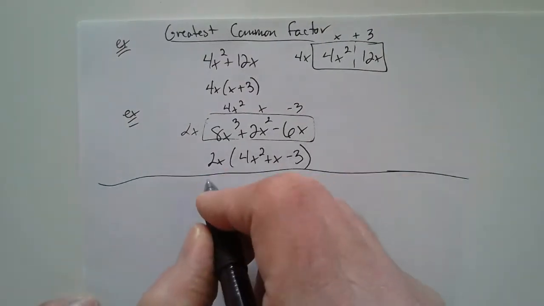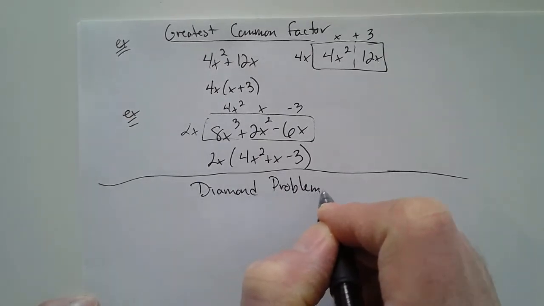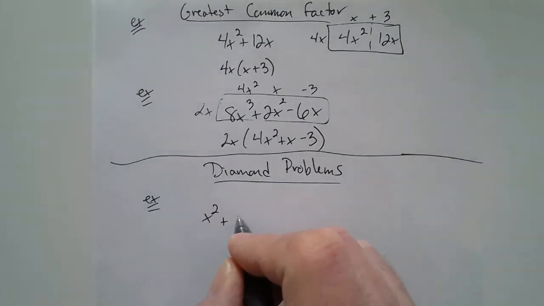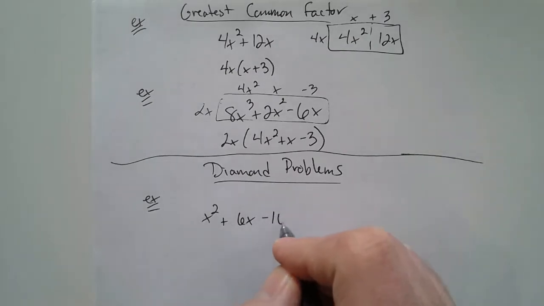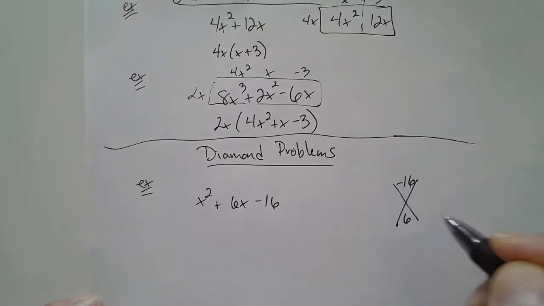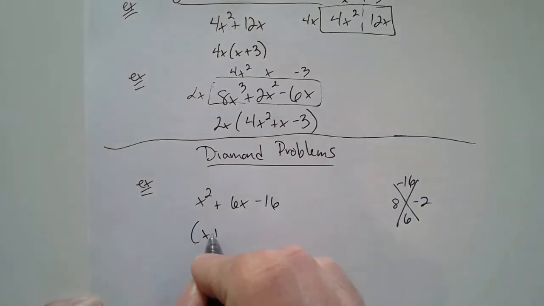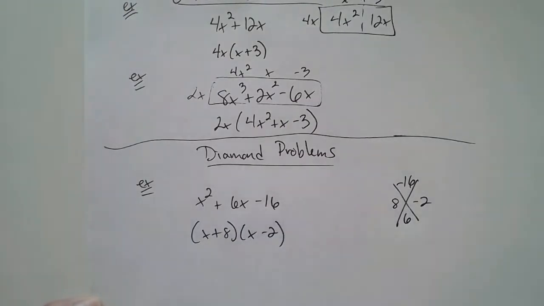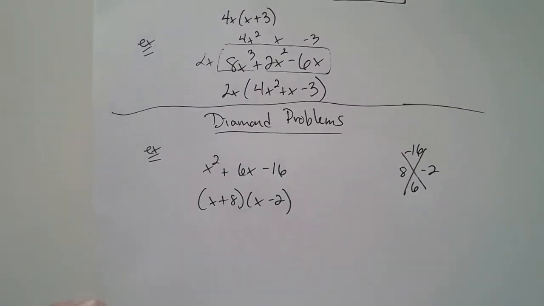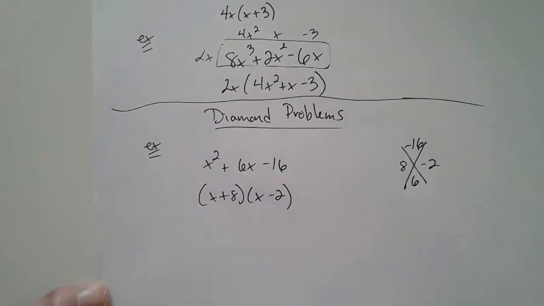Another type of factoring, I just call them diamond problems. So these are trinomials. X squared plus 6x minus 16. We're looking for two numbers that multiply to be negative 16 and add to be 6. So 8 and negative 2. So it factors to be x plus 8, x minus 2. This number goes on top of the diamond problem. That goes on the bottom. X plus 8 times x minus 2. There's going to be a lot of them, especially in section 7.3, just diamond problems.